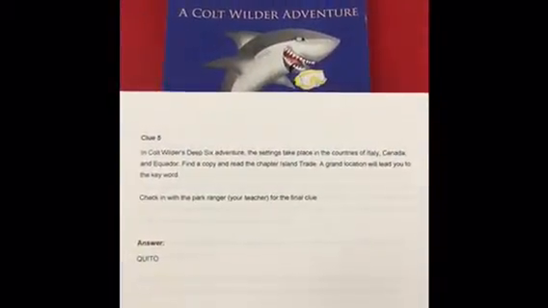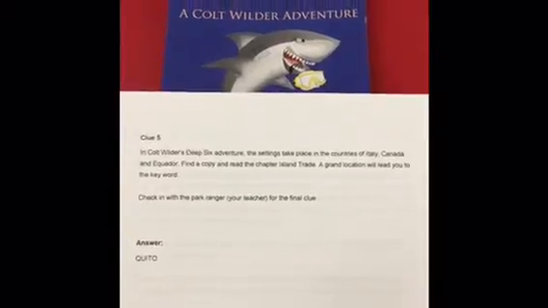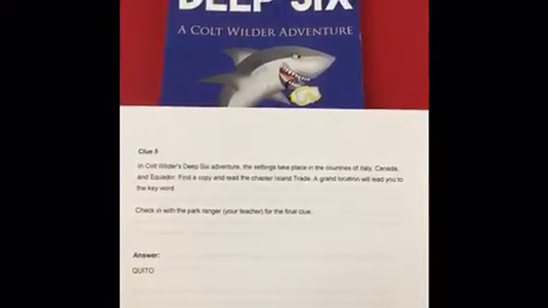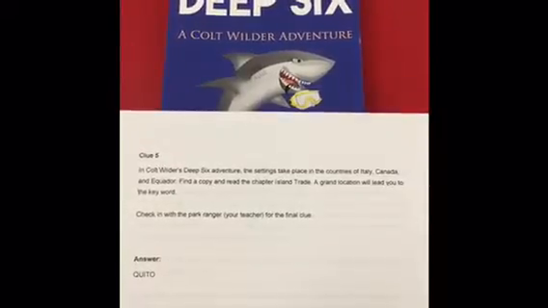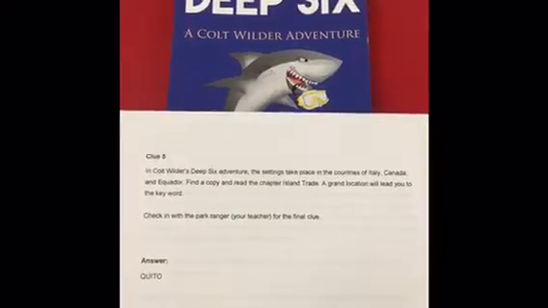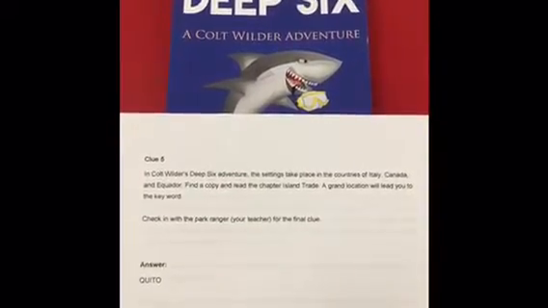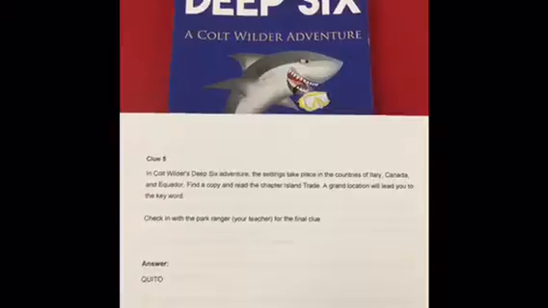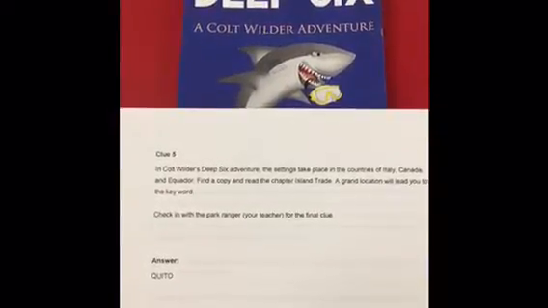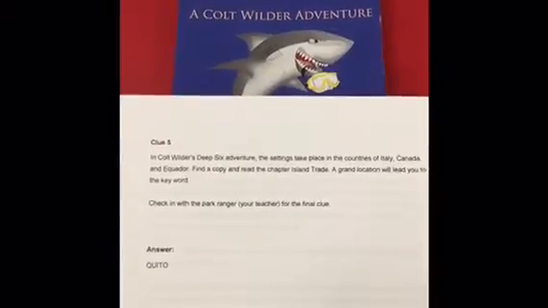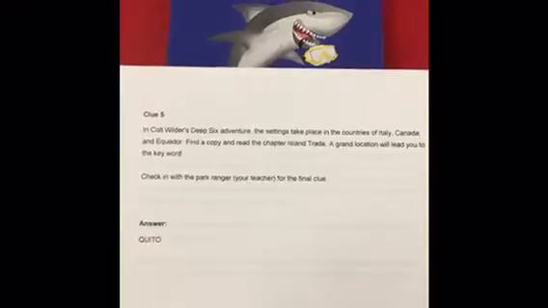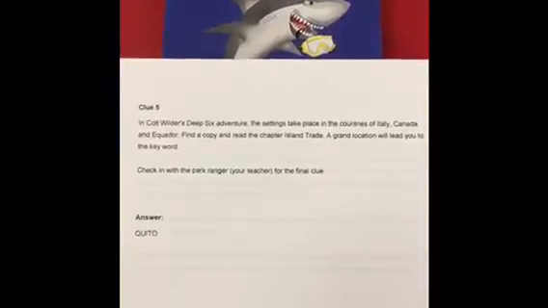Clue number 5 again is a reading clue. And in the second Colt Wilder adventure called Deep Six, the setting takes place in the countries of Italy, Canada, and Ecuador. They'll need to find a copy, or again, the printed PDF, and read the chapter Island Trade. A grand location will lead you to the key word. So the grand location is the Grand Palace, which is located in Quito, Ecuador. And they're going to use that word Quito in order to open the alphabet lock that is on the hasp on the breakout box.